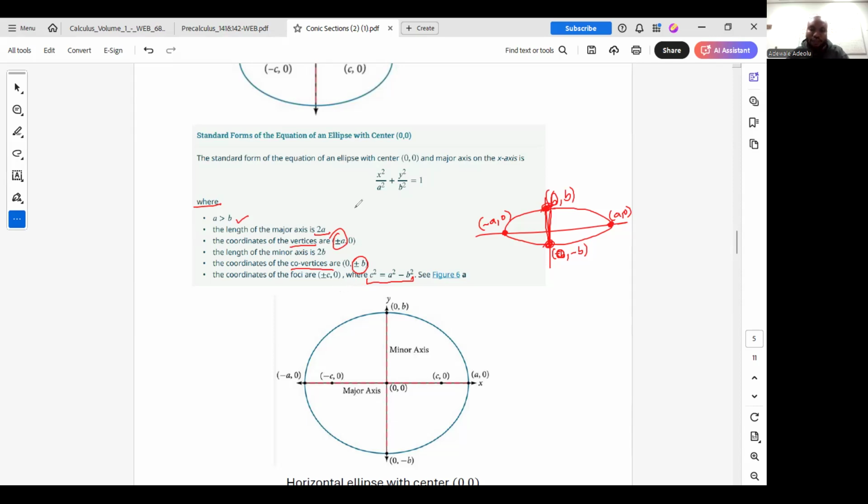Now, a couple of things. A always stands for vertices. Anywhere you see A, it tells us a story of which axis is having the major axis. That is, which axis is the major axis. That is what it is pointing you to. So if this is A, then it means our major axis is along X.